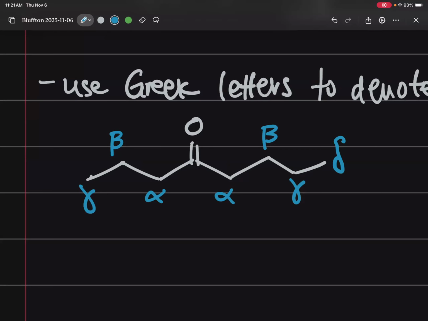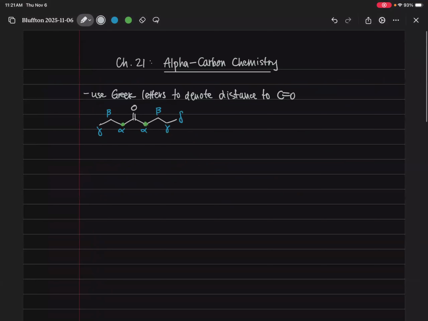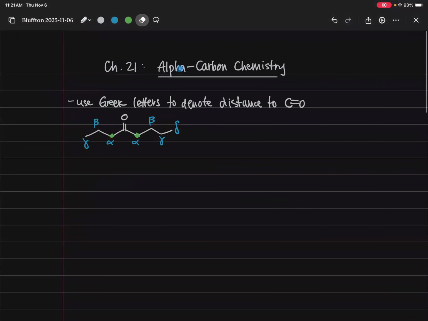So the chapter is called Alpha Carbon Chemistry. Unsurprisingly, mostly we're going to focus on these carbons and the reactions that take place there. We've previously talked about reactions at the carbonyl carbon, like Grignard reactions and reductions. But we haven't talked at all about the other carbons next to the carbonyl. So get used to seeing the alpha like so.